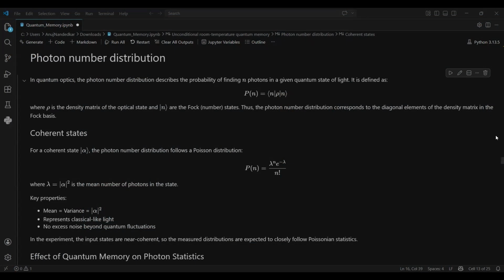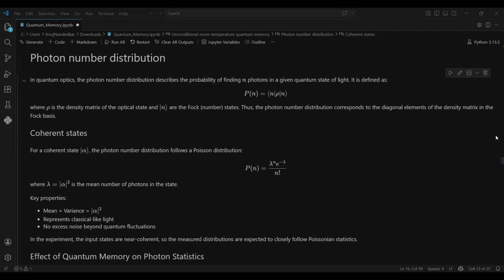Hello everyone, my name is Anush, and I will be explaining the next part of the paper, and this covers photon number distribution and the Wigner function representation. So in quantum optics, the photon number distribution basically describes the probability of finding n photons in a given quantum state. And it is defined as the nth diagonal matrix element of the density matrix of our state. So here rho is the density matrix and the |n> are the Fock states or number states.